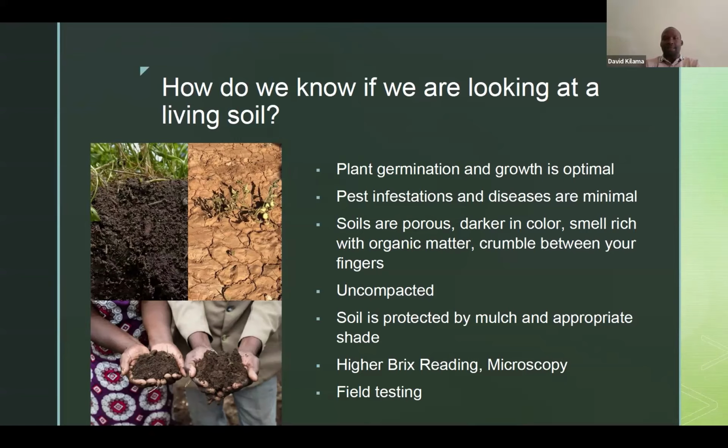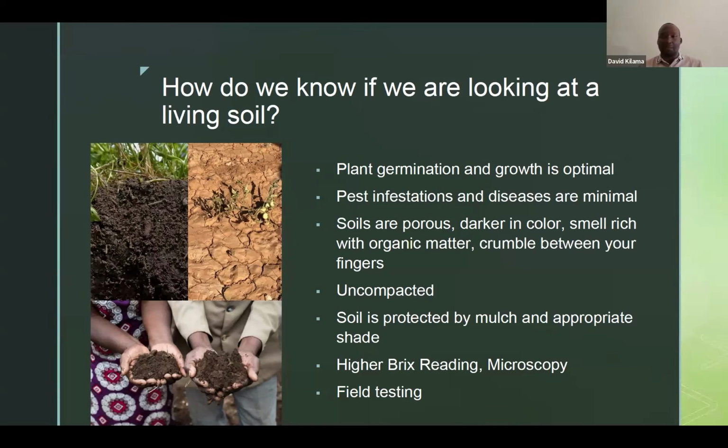Then, soils are porous, darker in color, smell rich with organic matter, and crumble between your fingers. These are some of the tests that you can do as you move around your field to judge it. For example, if you pour some water, you can see the way it sinks. Water can move gently into the soil, which means that the percolation is fine. And also darker in color. We always know that a darker soil is a good one for our productivity.